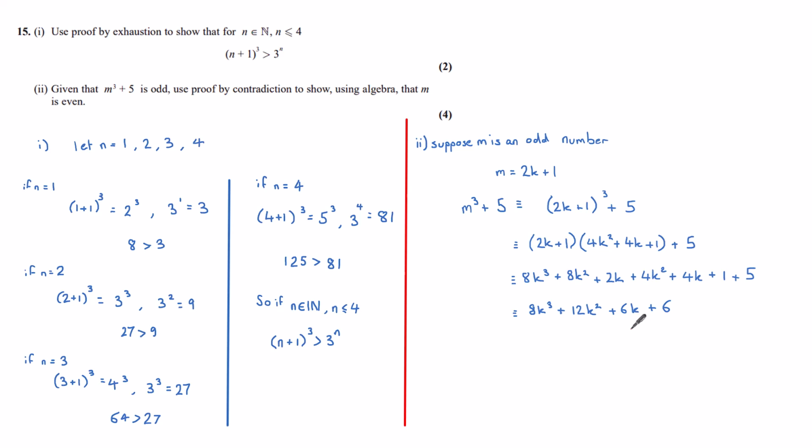Now I want to show that this is even, and if we look at this result here, I can take out a factor of 2. It's the same as 2 lots of 4k^3 + 6k^2 + 3k + 3. And since it's a multiple of 2, it is even, and this contradicts the statement that m^3 + 5 is odd. And so m is even.